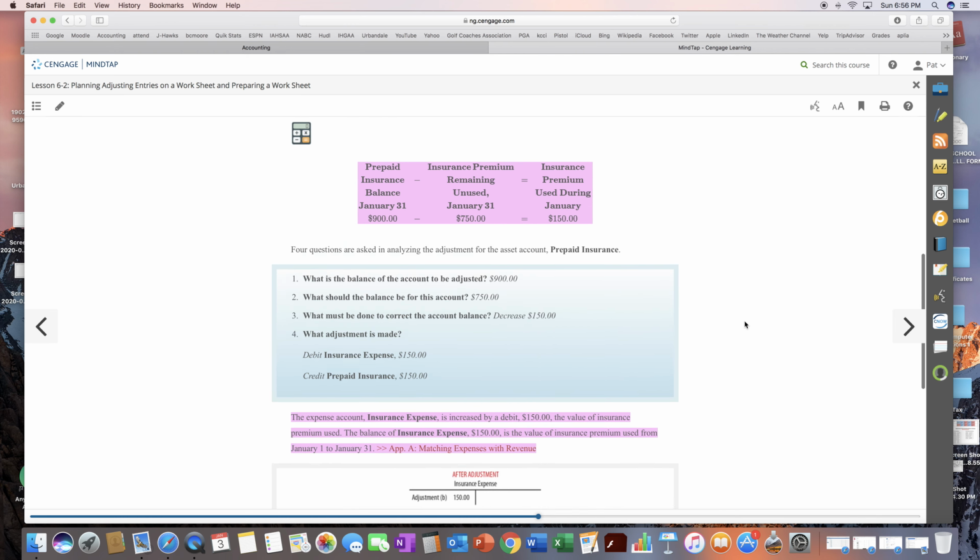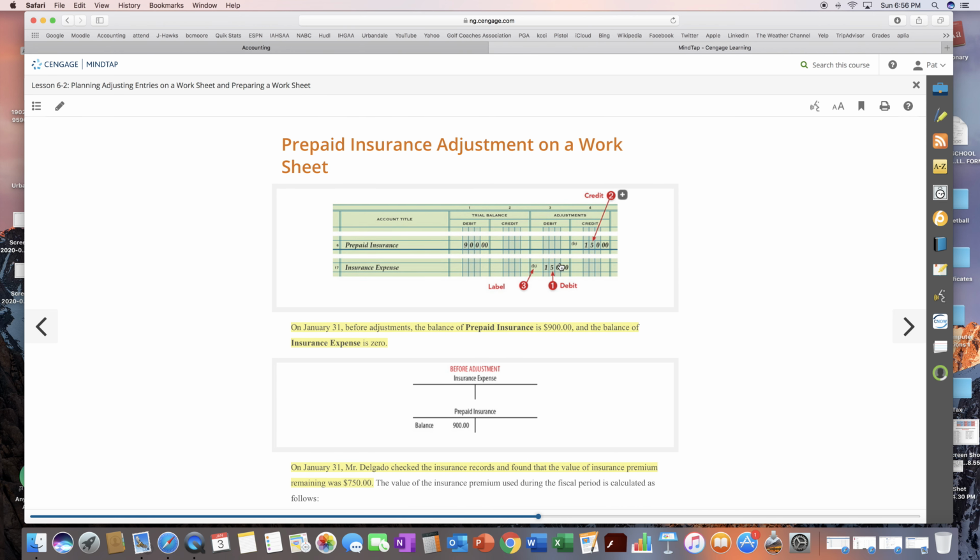And so we make the adjustment, and you see it up here. The insurance expense, make sure you're in the adjustments column and not in the trial balance. The insurance expense is debited, and prepaid insurance is credited. And this is what we used during the month. So insurance expense shows what we used during the month. We need to lower what we used from what we had so that we can get an updated balance for that asset.